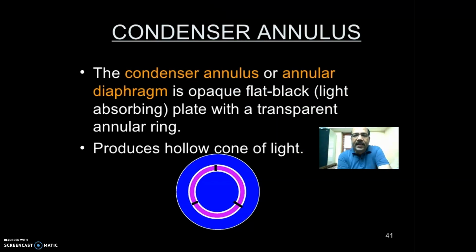What is actually the condenser lens or condenser annulus? These are the two important requirements or two important apparatus which create microscopic observation of a transparent image with full quality.